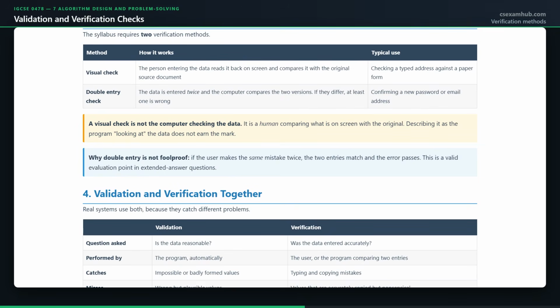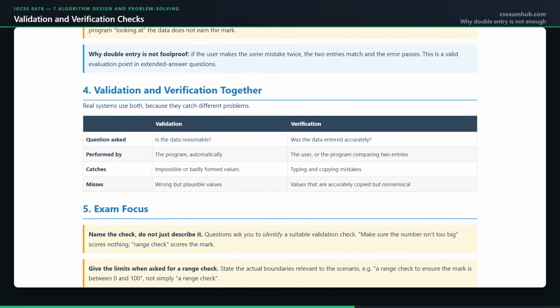Verification then, and there are 2 methods on the syllabus. A visual check. The person entering the data reads it back against the original document and confirms it is correct. It is simple and it costs nothing, but it depends on human attention, and people reliably see what they expect to see rather than what is there. Double entry. The data is entered twice by the same person or 2 different people, and the computer compares the 2 versions. If they differ, at least one is wrong, and the user is asked to check. That is why you type a new password twice, and why bank details are often confirmed by re-entry.